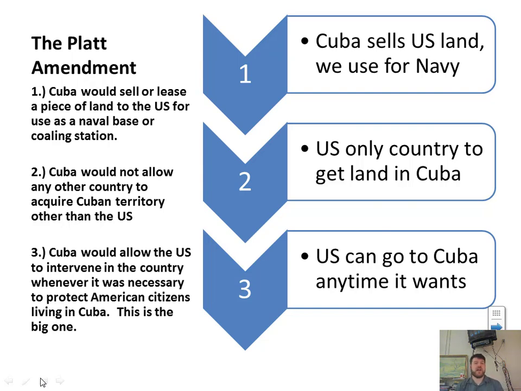Cuba is not going to allow any other country to acquire Cuban territory other than the United States. So if you want to buy real estate, any property, territory, no go. It's only for the United States. And Cuba is going to allow the U.S. to intervene in the country whenever necessary to protect American citizens living in Cuba. This is the big one. This is the one that really ticks off Cuba and leads to strained relations from 1898 all the way up through the 1930s, 40s, 50s, and we'll get into that stuff later. But this is not going to sit well with the Cuban government, Cuban people.